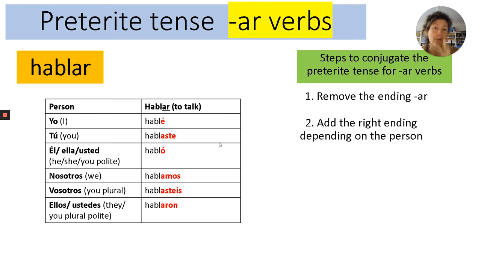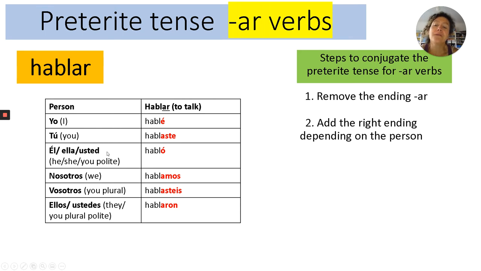Let's start with the first group of verbs, which is the AR verbs. And I've chosen first hablar, to talk. Now, I'm sure that you're confident and you have seen this before, but I've put this table here, and you can see person: I, you, he, she, you polite. We have we, you plural, and they, or you plural polite. These are the different people that we're going to conjugate our verbs for, okay? And in Spanish, let's go through them. So we have yo, tú, él, ella, usted, nosotros, vosotros, ellos, y ustedes.